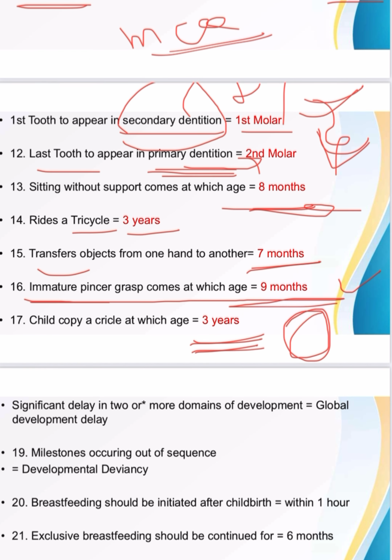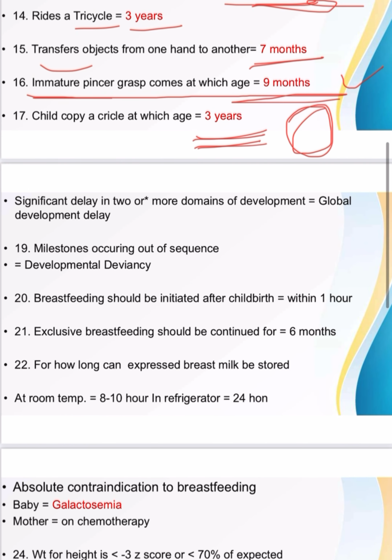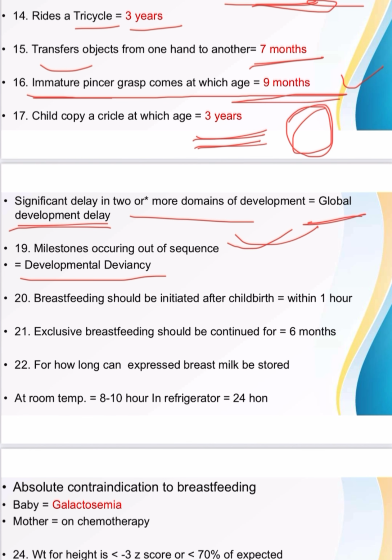These are the milestones you have to remember. Next, moving forward, significant delay in 2 or more domains of development is called global developmental delay. 2 or more domains, significant delay. Okay. Then milestones occurring out of sequence are called developmental deviancy.